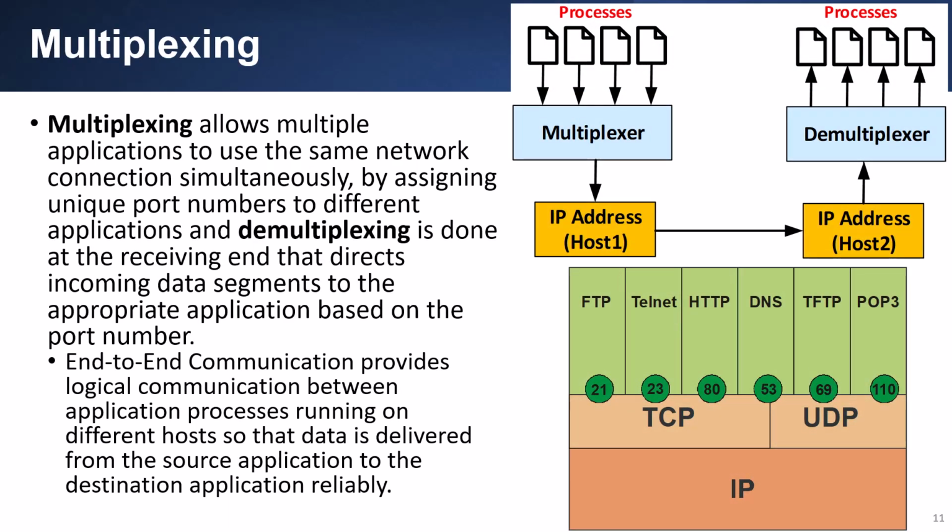Multiplexing allows multiple applications to use the same network connection simultaneously by assigning unique port numbers to different applications, and demultiplexing is done at the receiving end that directs incoming data segments to the appropriate application based on the port number. End-to-end communication provides logical communications between application processes running on different hosts so that the data is delivered from the source application to the destination application reliably.